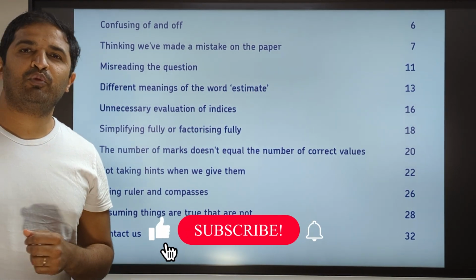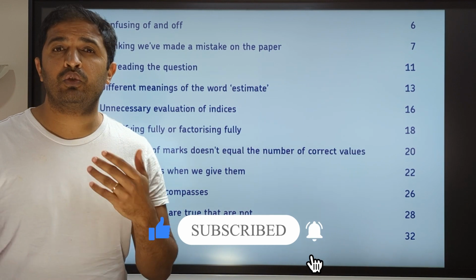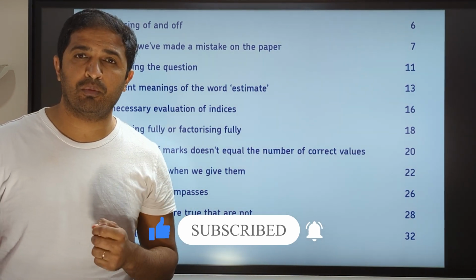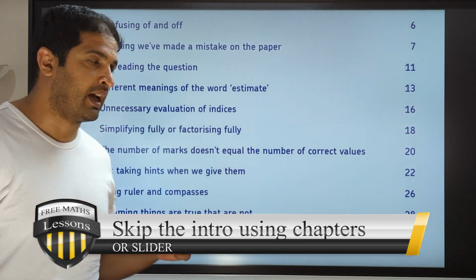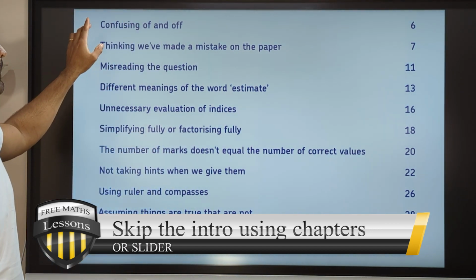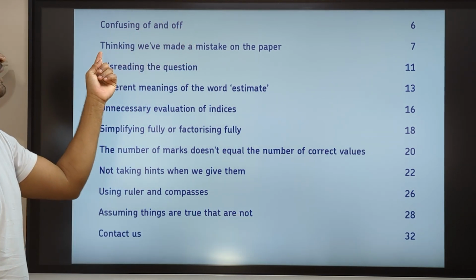Hello, welcome to Pre-Maths Lessons, and today we're going to be looking at 10 common mistakes that students make and how to avoid those common mistakes when you sit your GCSE Maths exam. The first one we're going to be looking at is confusing between "of" and "off".